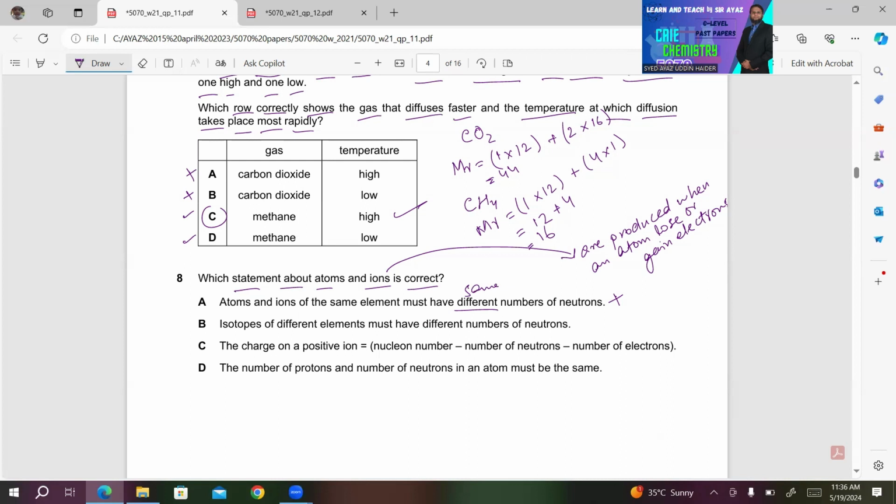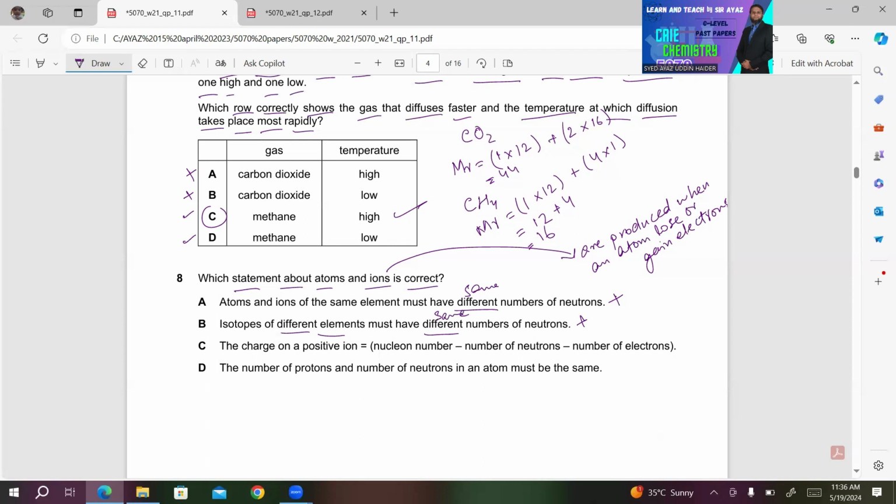Choice B. Isotopes of different elements must have different numbers of neutrons. Now they are saying different elements, not the same element. So this is also incorrect. They can have the same number of neutrons. They can have.